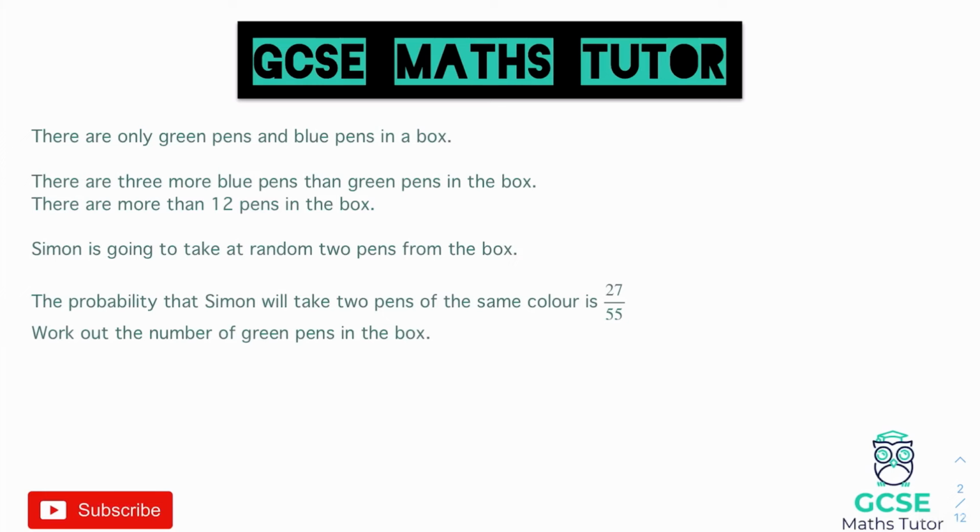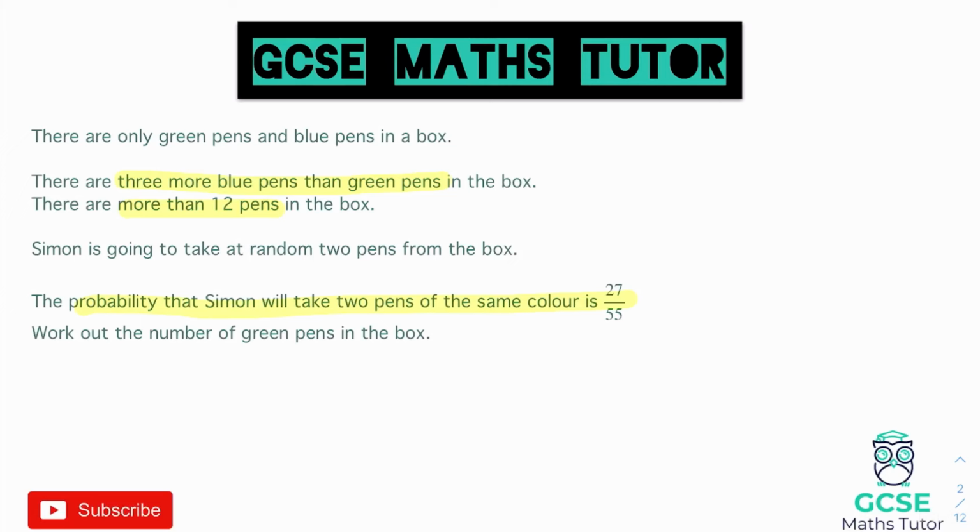Now do make sure that you write this question down, because I am going to remove this from the screen in a second. But here we go, let's have a look. There are only green and blue, and there are 3 more blue than green. There are more than 12, which is what we're going to have a look at towards the end, and the probability that someone will take 2 pens of the same colour is 27 over 55, and we're going to work out the number of green pens in the box.